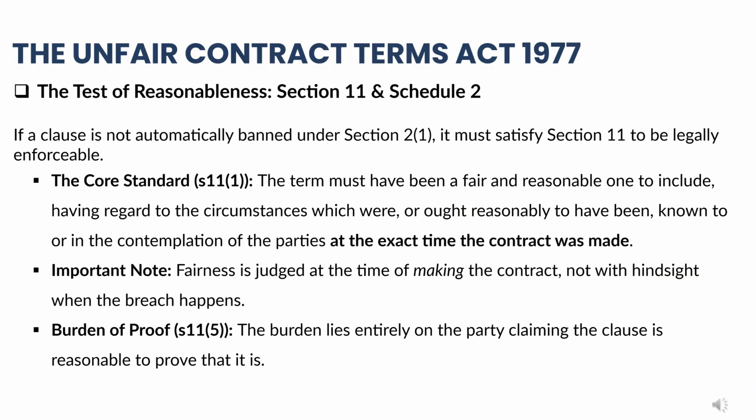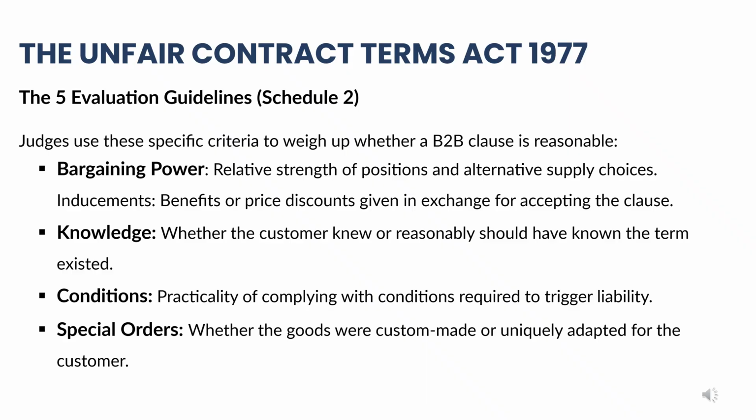On our previous slide, we established the core standard of Section 11, subsection 1, learning that the test of reasonableness is strictly judged based on what the parties knew at the exact time the contract was made. We also saw that under Section 11, subsection 5, the burden of proof is placed squarely on the business attempting to rely on the clause. But how does a judge actually evaluate what was reasonable in a commercial context without being purely subjective?